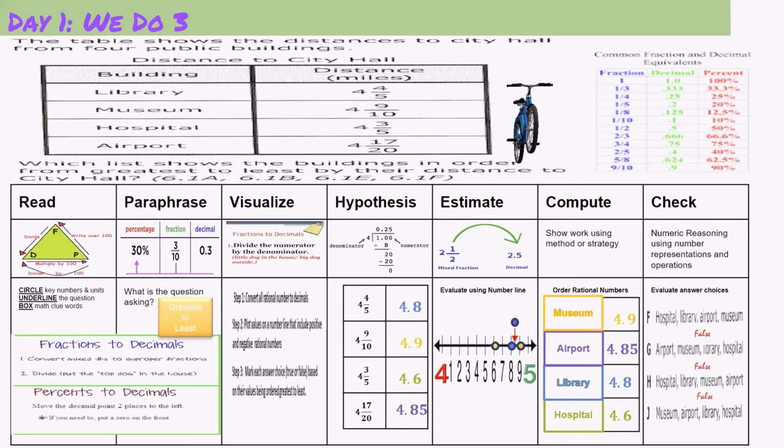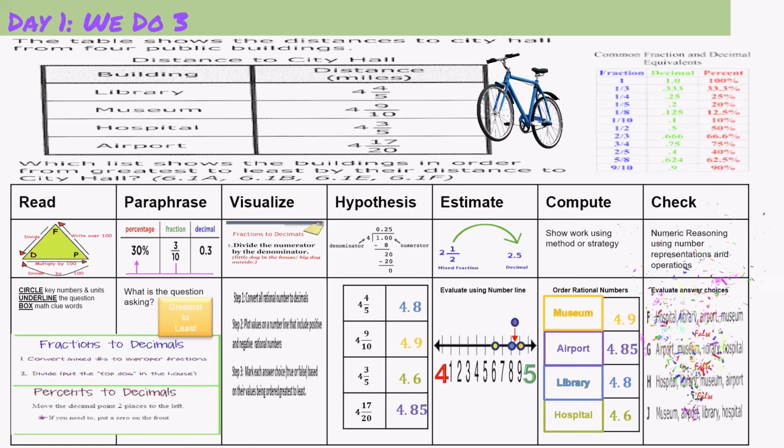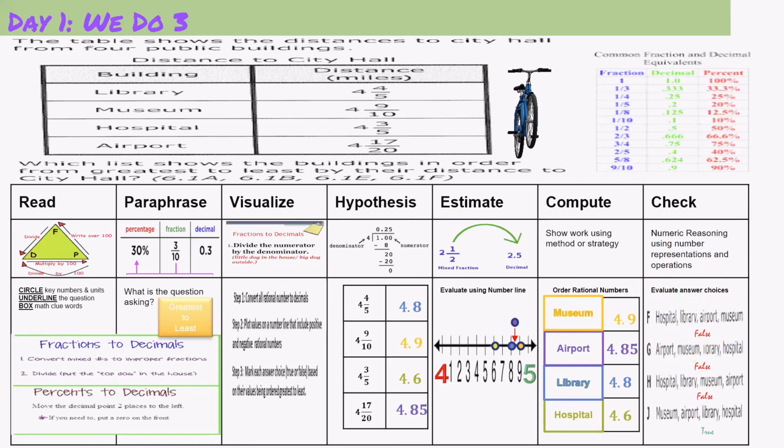Hospital is the least and museum is the greatest. So the building order is incorrect. Finally, we have museum as our greatest, airport as the second greatest, library as next to least, and hospital as least. Our answer is true. And now we can move on.